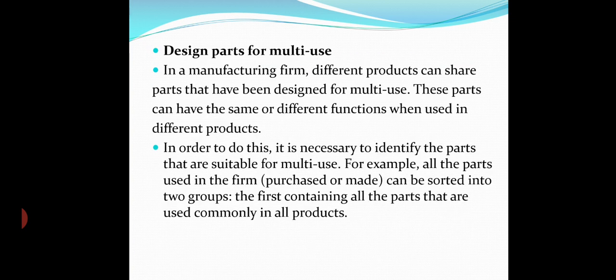Next one, design parts for multi-use. In a manufacturing frame, different products can share parts that have been designed for multi-use. These parts can have the same or different functions when used in different products. In order to do this, it is necessary to identify the parts that are suitable for multi-use. For example, all the parts used in the frame, purchased or made, can be sorted into two groups. The first containing all the parts that are used commonly in all products. So when you make a product, the chosen materials should be multi-acting materials.